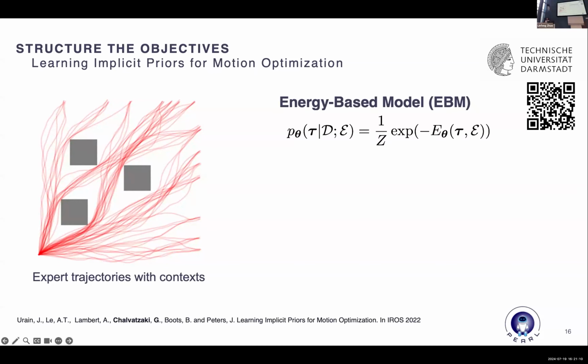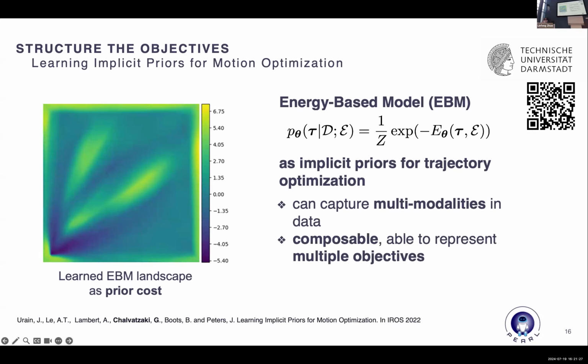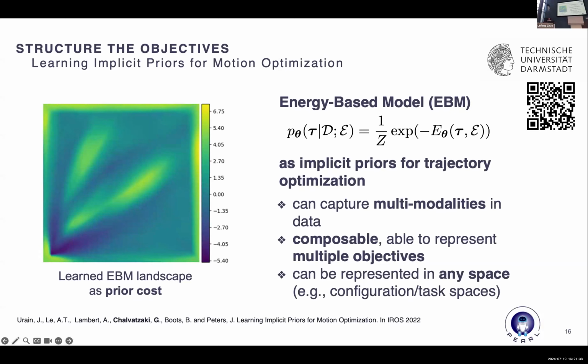So initially, we were considering using energy-based models because they can capture multimodality as implicit priors for trajectory optimization, solving planning problems. As I said, we were interested in these energy landscapes because they can capture the multimodality in the data. They are also composable because they belong to this exponential family, and they can be composed with other objectives that could be appended into an exponential kernel. And then we can represent them in any space because we can use the differential kinematics to move from the task space, do differential IK, go to configuration space, and vice versa.